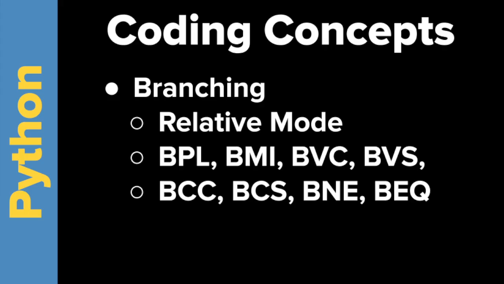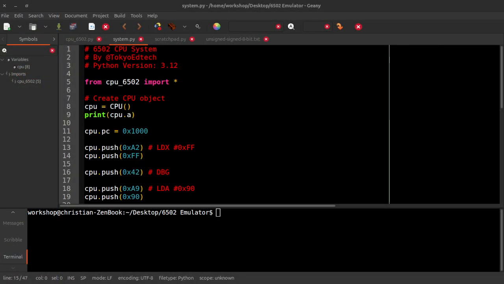Now, there was an error in the video. I had BPL and like BPM. I play music, I was probably thinking beats per minute. Of course, BMI reminds me of body mass index, but here it means branch on minus. So assuming you've come from that video, we're just going to go ahead and code the rest of those.